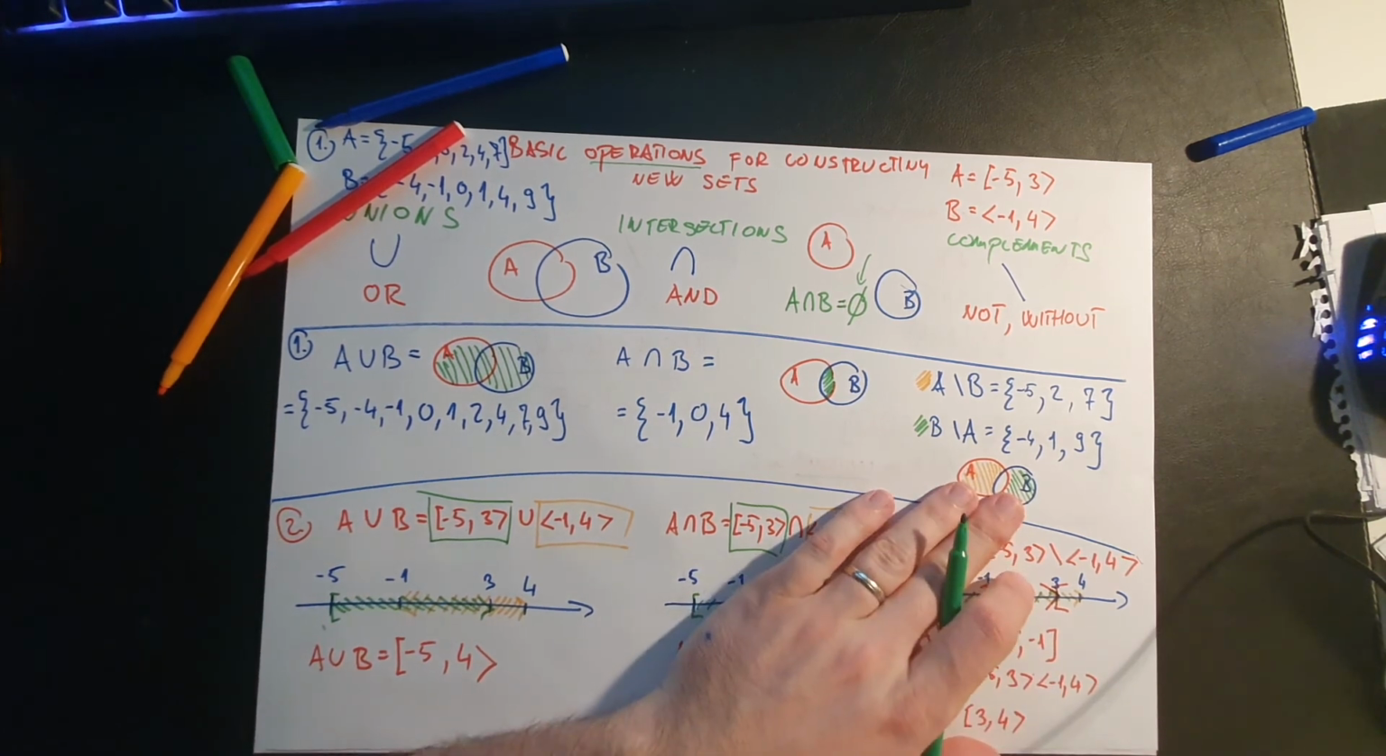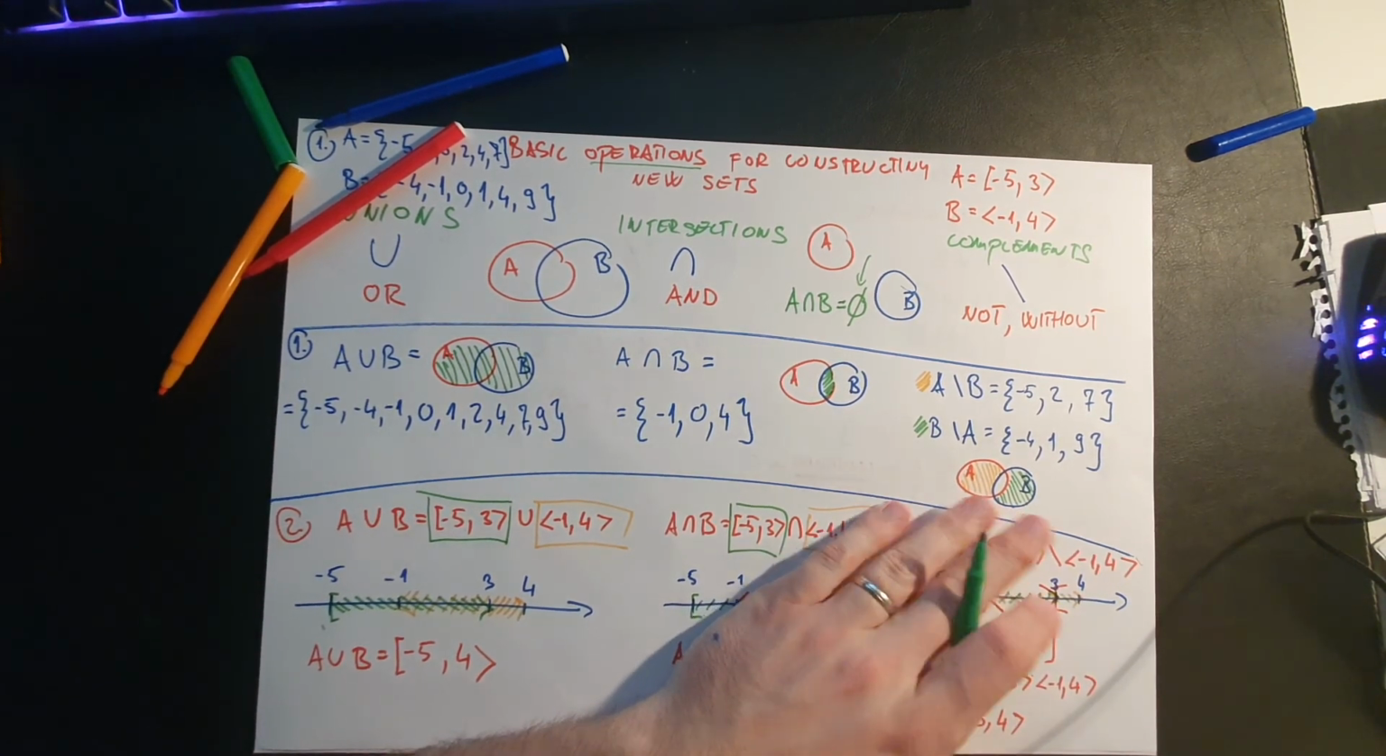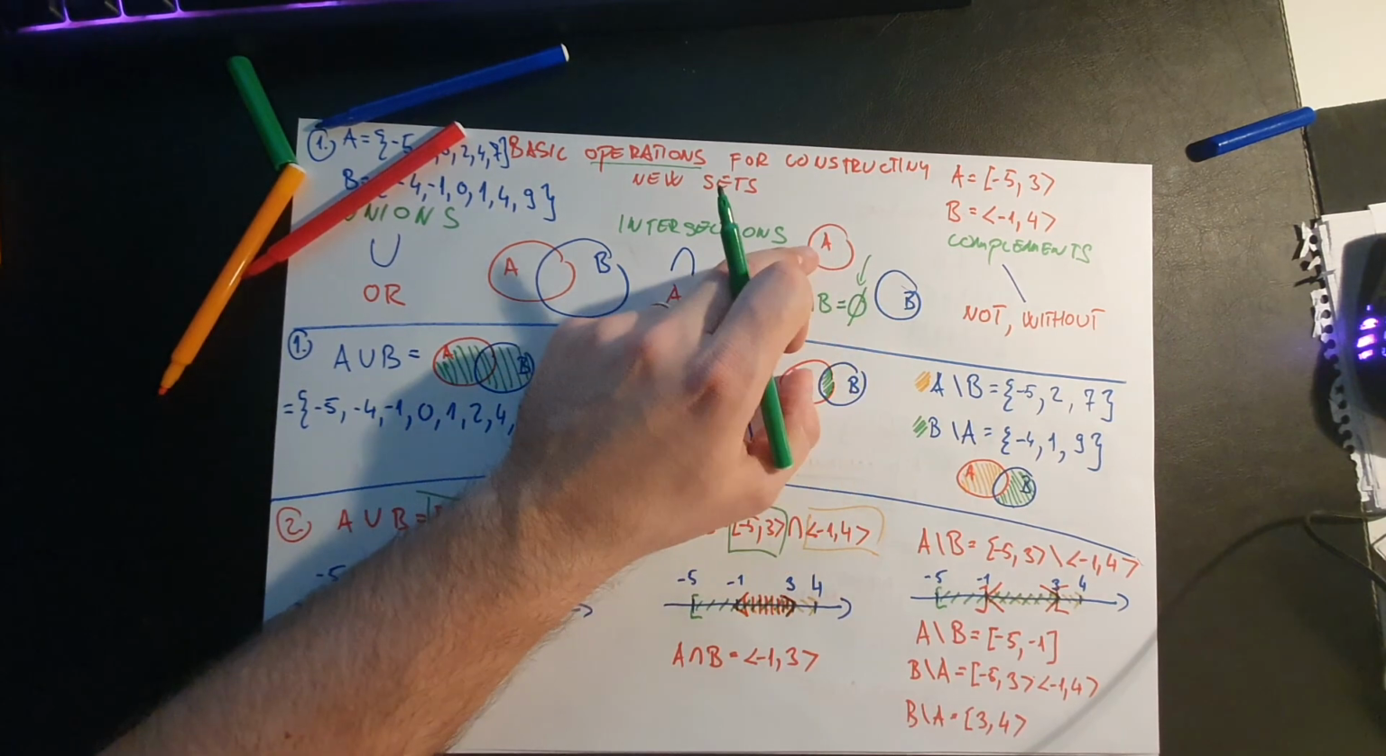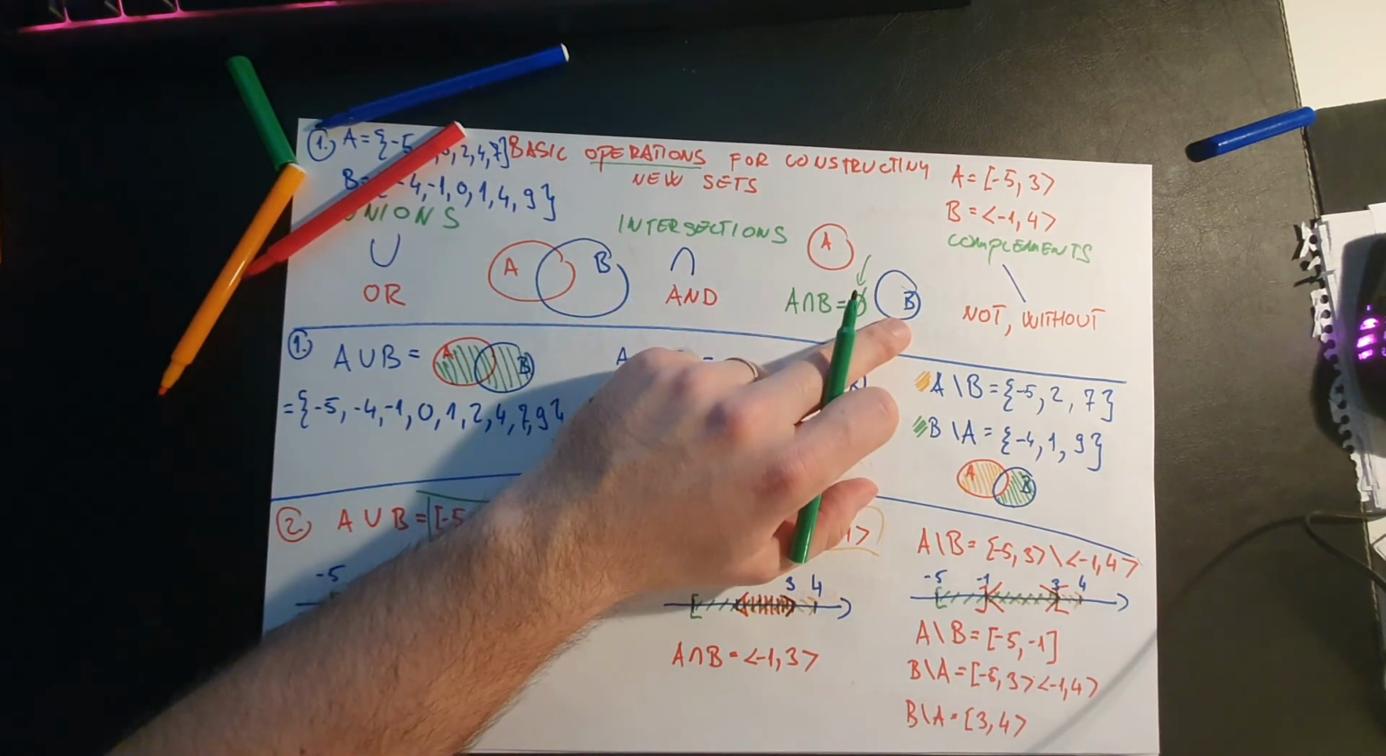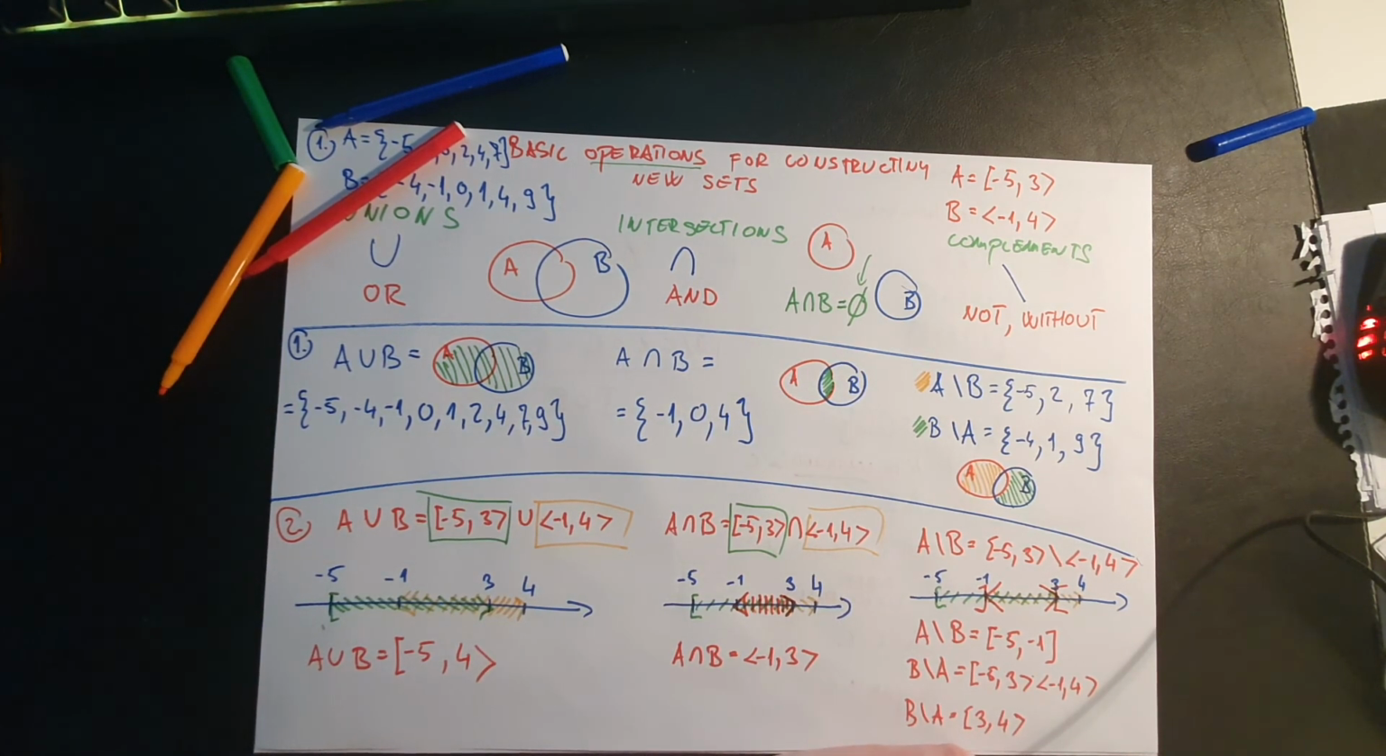While if I wanted to go with A not B or B not A, it's simple. A without members of B is the A set in this case, while the B set without members of the A set is the B set itself. So this is something that can happen specifically. But this is what I wanted to talk to you about.